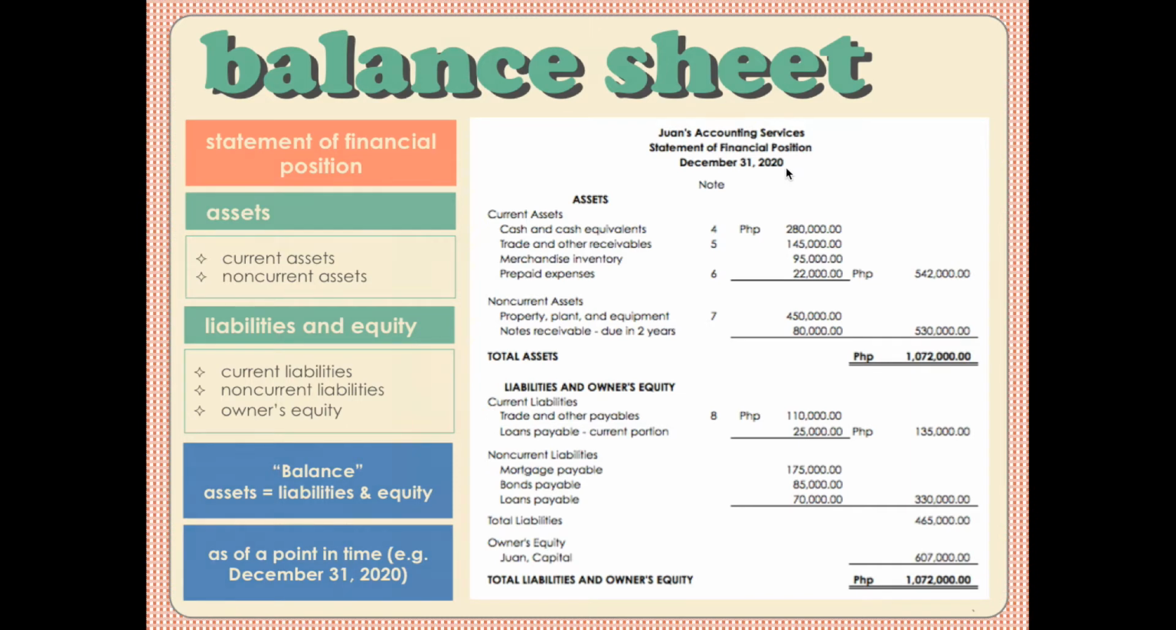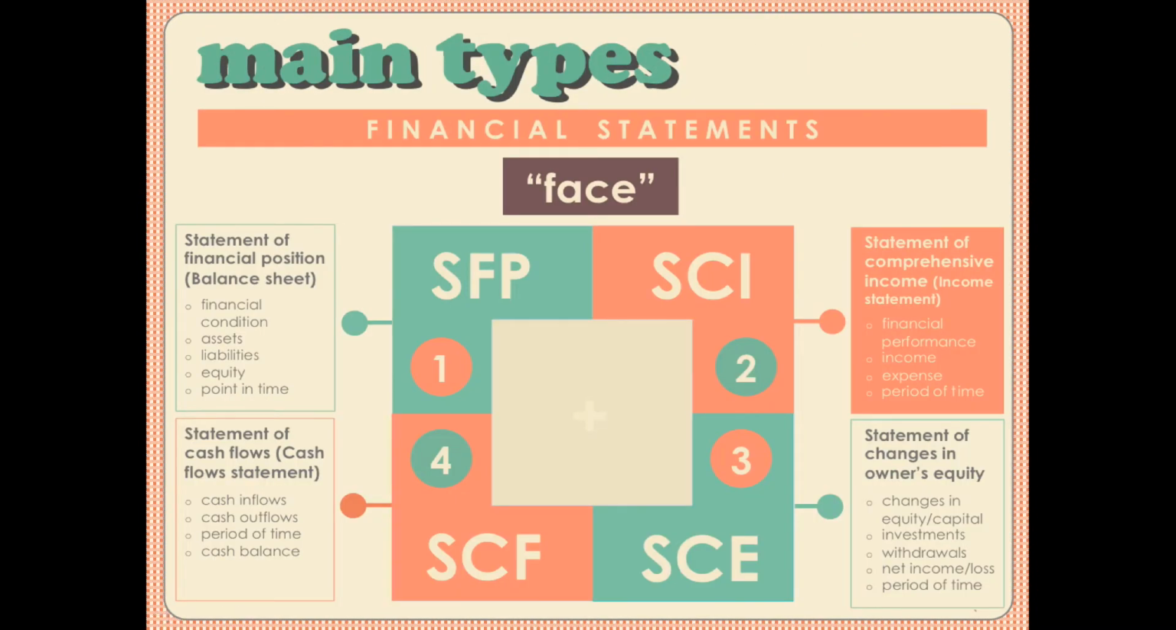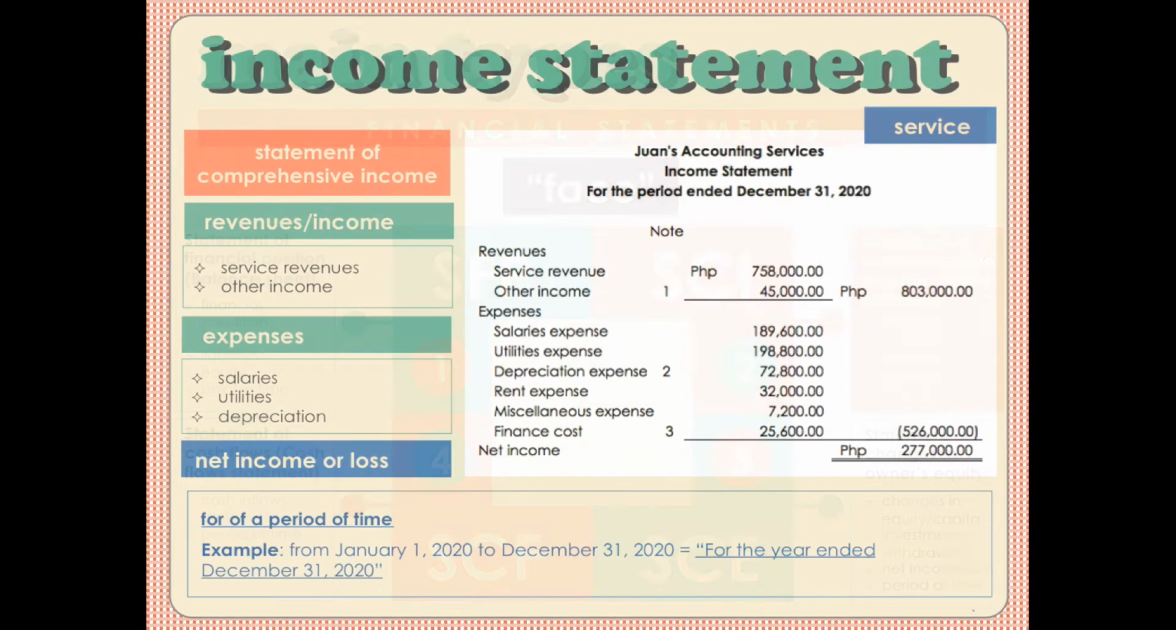The second financial statement is the Statement of Comprehensive Income or the income statement. This provides information about the company's financial performance, the income and expenses for a specific time period. So unlike the balance sheet, which provides information as of a point in time, the amounts reported on the income statement are for a specific period of time. For example, a year ranging from January 1 to December 31, 2020, or a month like January 1 to 31, 2020.